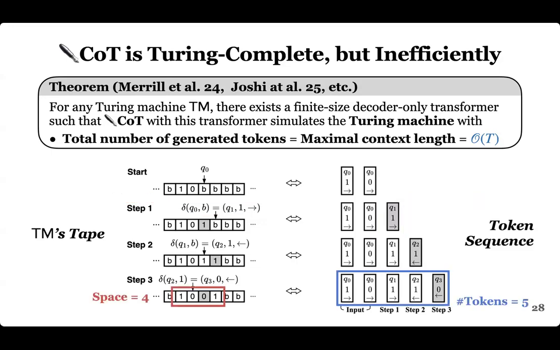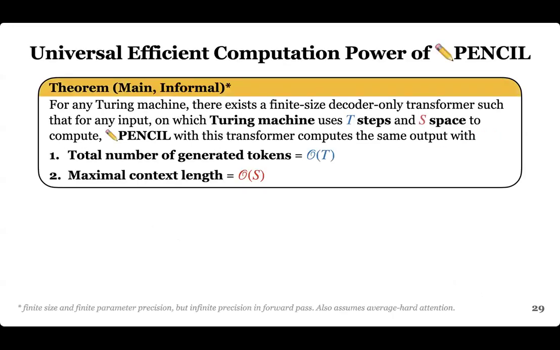And then eventually, we find that even though the Turing machine only writes 4 symbols on the tape, chain of thought might generate more tokens than the space actually needed to solve this problem. This is problematic because if you think of it as a computational model, then the space actually needed is far from optimal. So this is how Pencil can make the improvement.